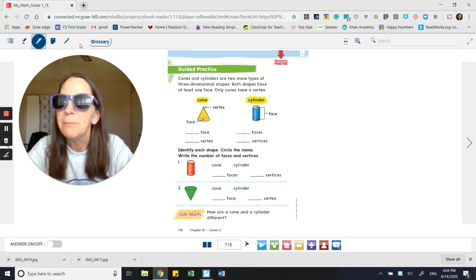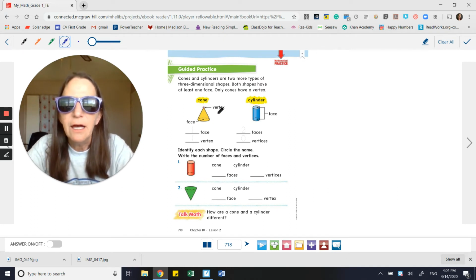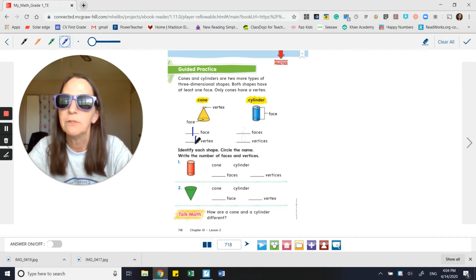All right, I'm going to grab my pen here. Make it big enough for us to see it. There we go. All right. Now, just like what I told you over here, it tells us that cones and cylinders are two more different types of 3D shapes. Both have at least one face. This one's got one. How many did this one have? Two. But only cones have a vertex. Cylinders do not. So, how many faces did we say that our cone has? One. How many vertex did we say our cone has? One. You got it. Pretty simple, huh?